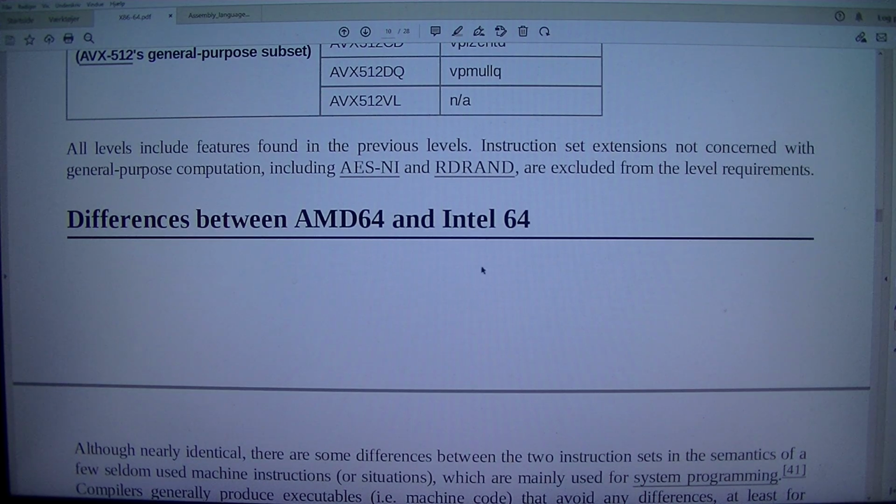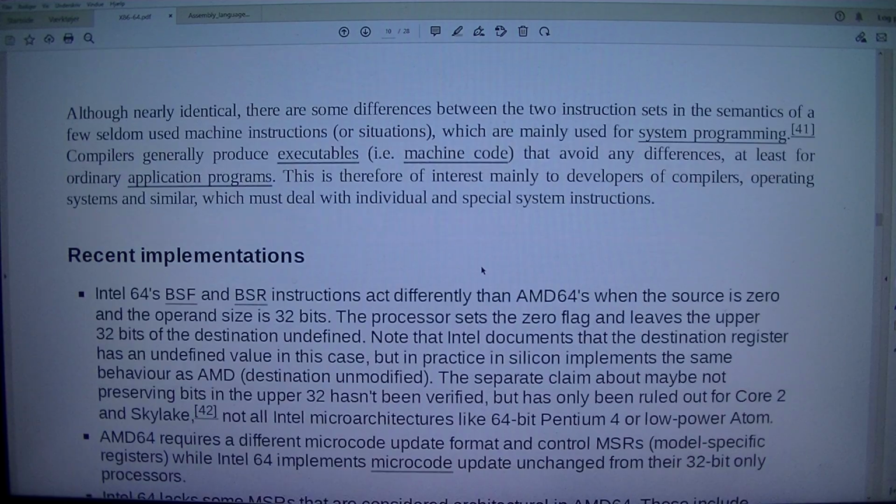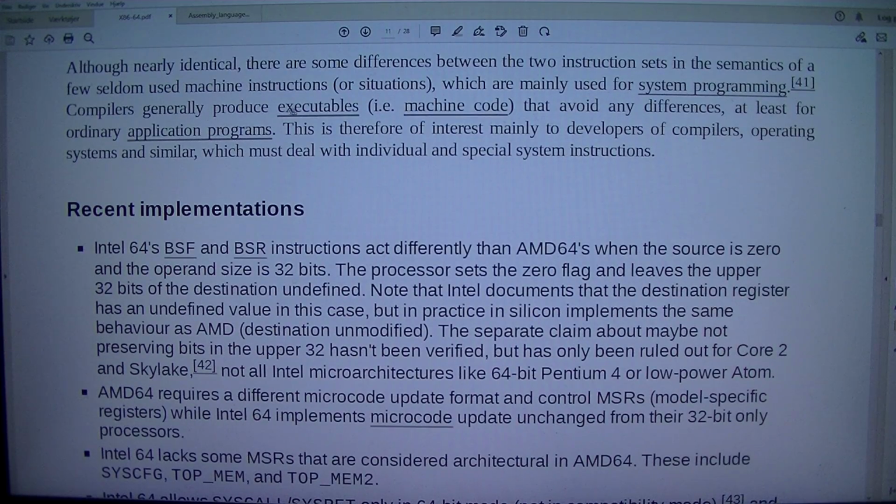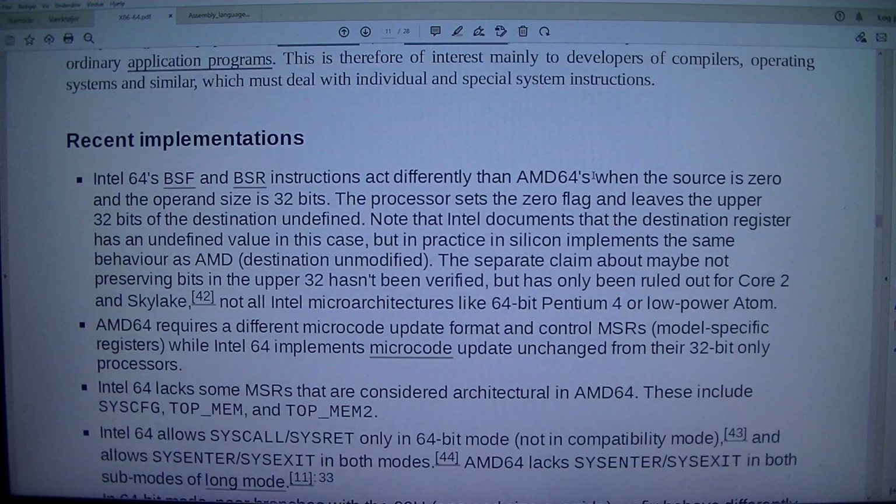Differences between AMD64 and Intel 64. Although nearly identical, there are some differences between the two instruction sets in the semantics of a few seldom used machine instructions, or situations, which are mainly used for system programming. Compilers generally produce executables, i.e. machine code, that avoid any differences, at least for ordinary application programs. This is therefore of interest mainly to developers of compilers, operating systems and similar, which must deal with individual and special system instructions. Recent implementations.